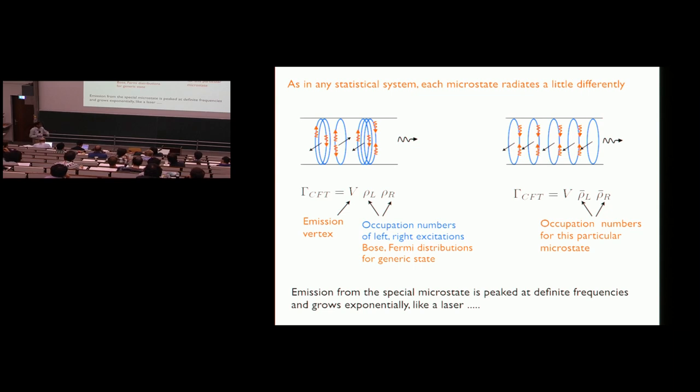Well, right now we're sort of doing the opposite. We're taking a particular state, so in the same calculation, I take the same vertex, the same coupling, but the occupation numbers of the flux giving me the left movers and right movers are particular ones for the state, so I call them rho left bar and rho right bar.